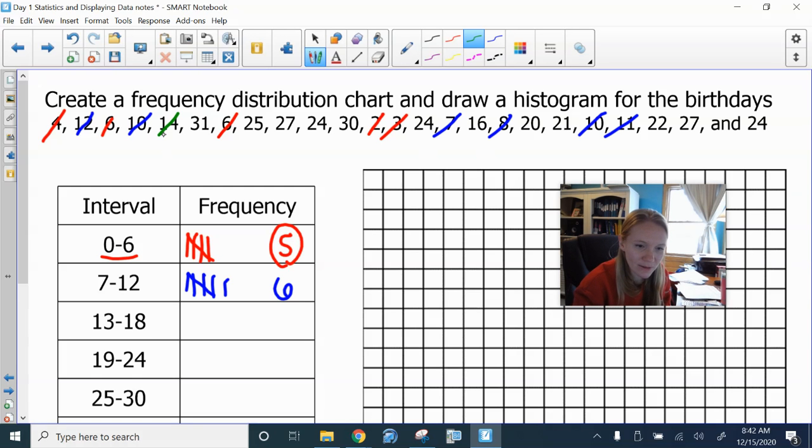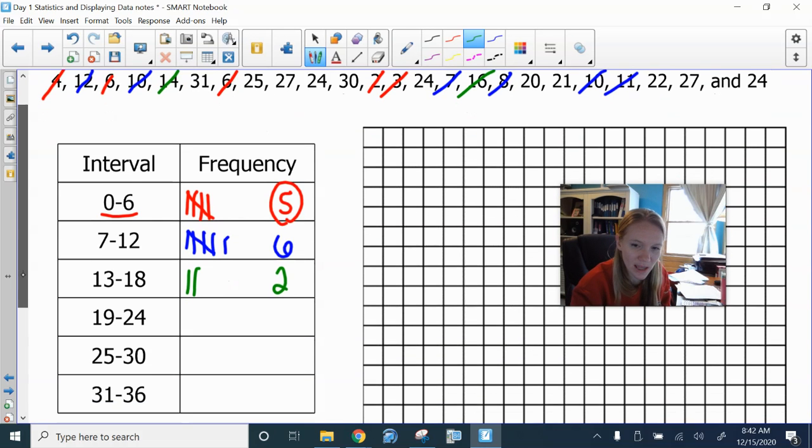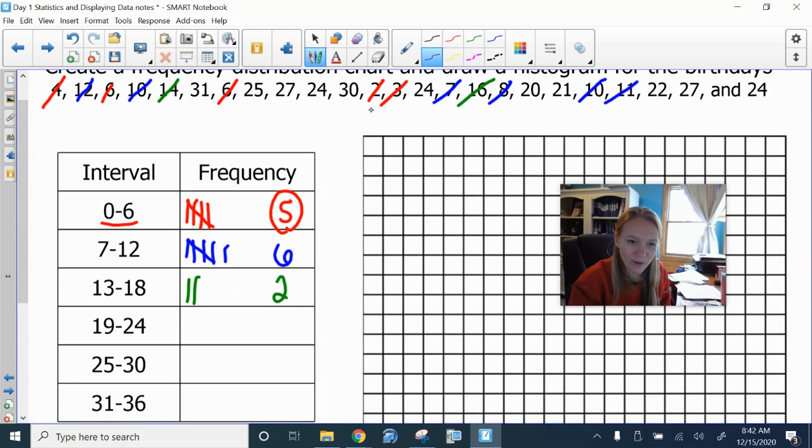From 13 to 18, 1, 2. Oh, wow, that's it. There's only 2 digits, 2 birthdays between the 13th and the 18th of the month. From the 19th to the 24th, so 1, 2, 3, 4, 5, 6 again.